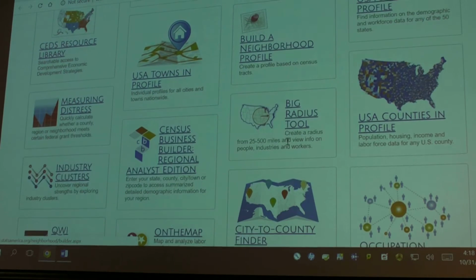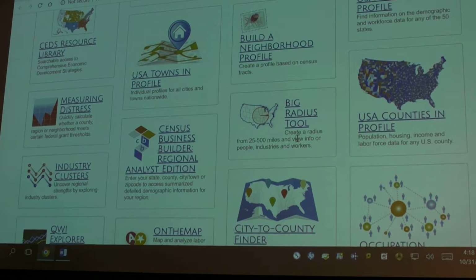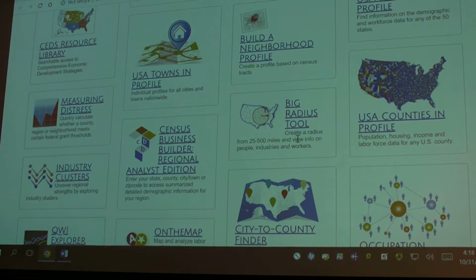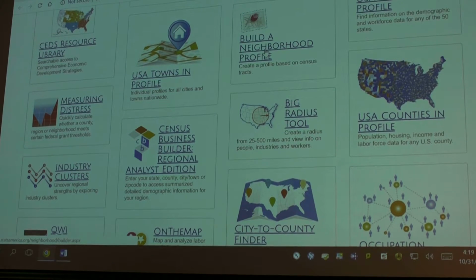So for example, this big radius tool: if you know you want to do an internship in the Indianapolis area and you know you don't want to drive more than 25 miles from downtown to get there, you can use the radius tool to help you look at an area within just that specific radius. You can also look at neighborhoods, cities, counties.